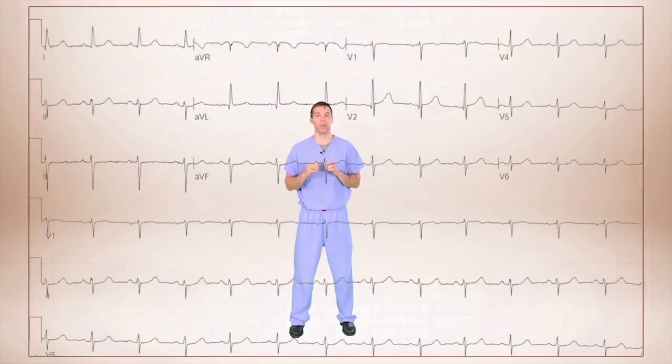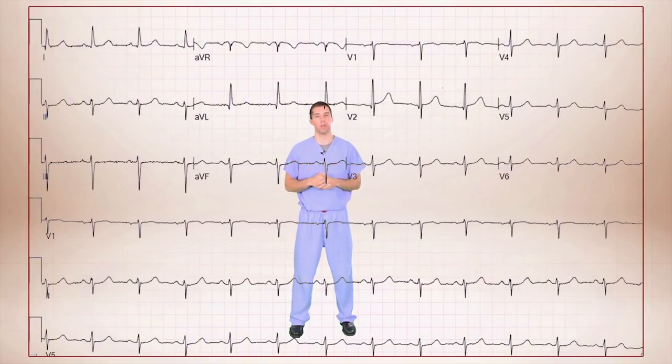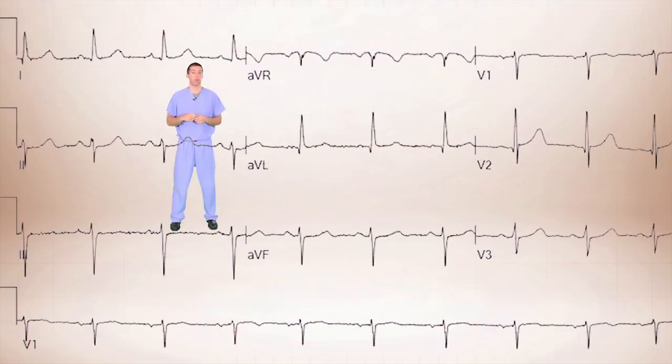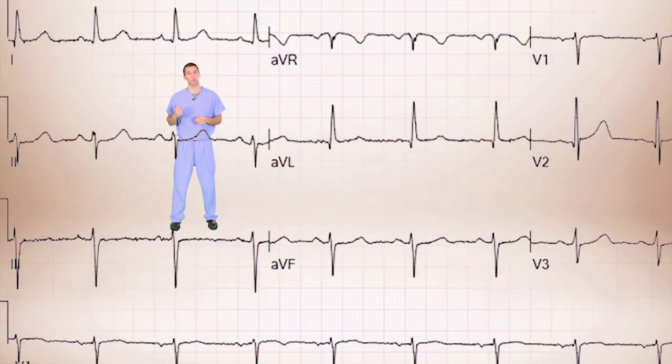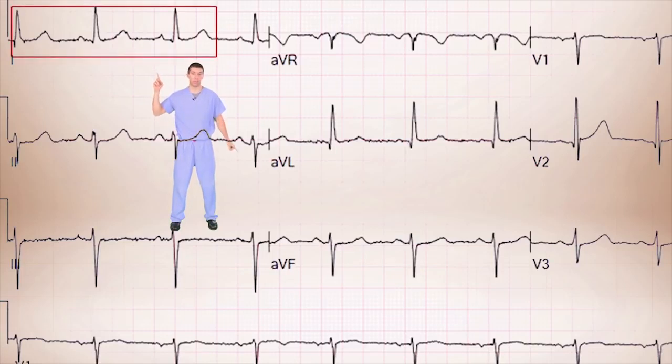All right, now let's practice determining axis. Here we have a complete 12-lead EKG. Which leads do we want to look at when we determine axis? Remember that when we talk about axis, we're talking about the frontal plane. So we want to look at the limb leads. So let's take a closer look at those. All right, which 2 leads were we looking at when we were using the quadrant method to determine axis? We were looking at lead 1 and AVF.